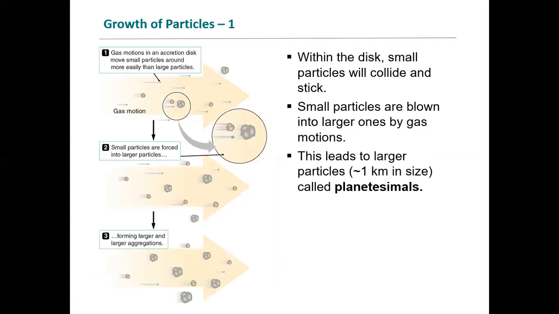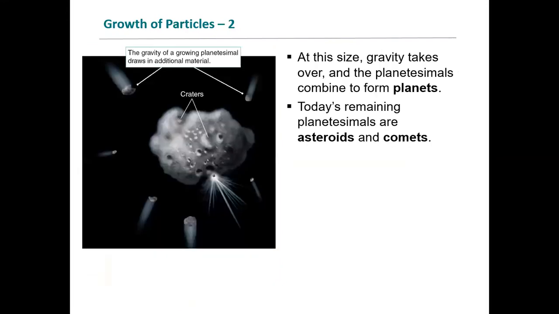Well, within the disk, the small particles will collide and stick, and the small particles are blown into larger ones by gas motions, and this leads to larger particles called planetesimals, which is basically what they become once they reach about a kilometer in size. So as the size grows, gravity takes over and the planetesimals combine to form planets. Today's remaining planetesimals are asteroids and comets.